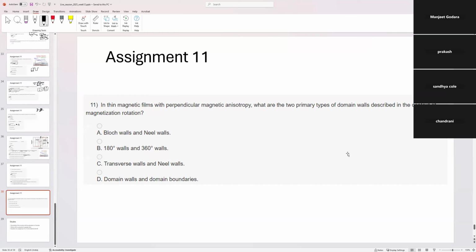There are two, if you remember: Néel and Bloch. One was where your magnetic moment rotates in the plane of the wall. Another was where the magnetization rotates outside. All the vectors are the same length, but you see them rotated outside the plane.